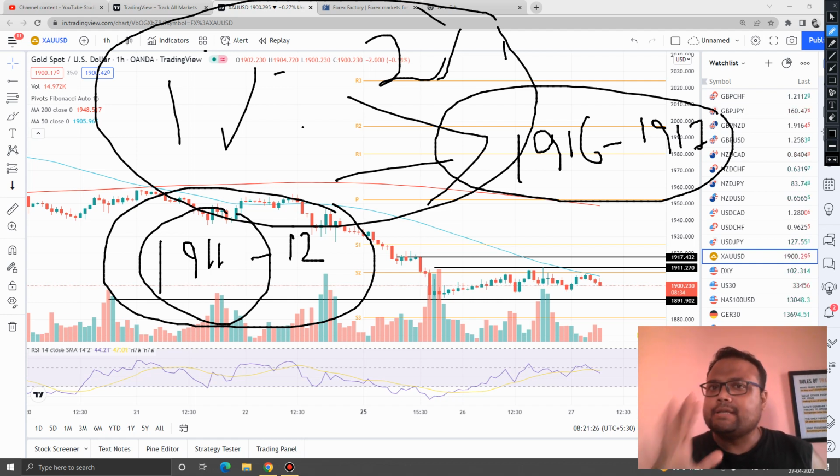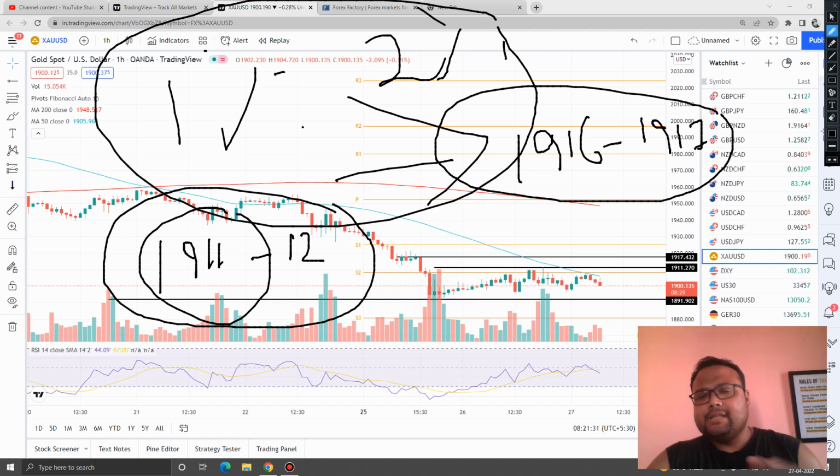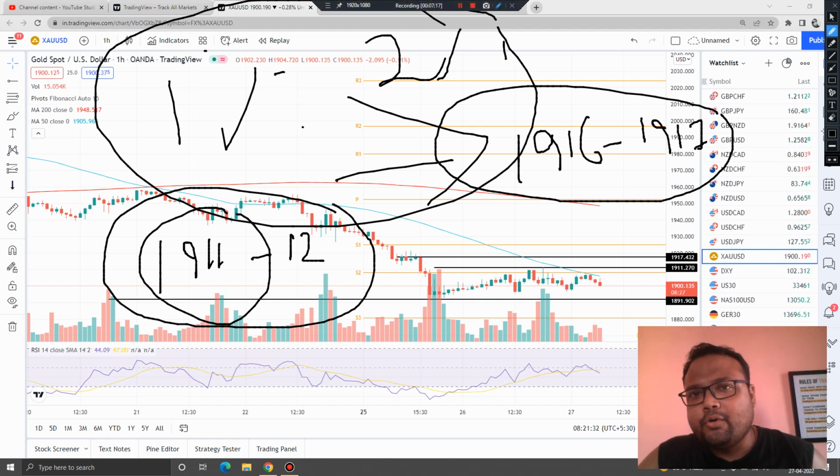Overall, it is a sideways market. Therefore, we have trading opportunities on both sides. Previously, it was a trending market. Let's see how gold reacts.